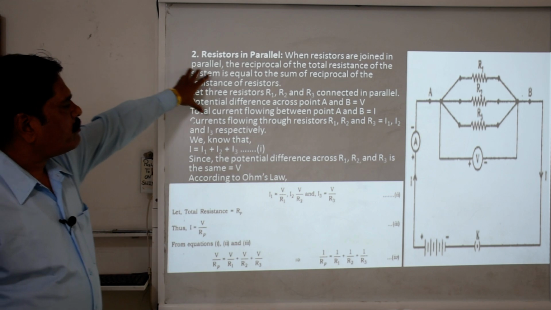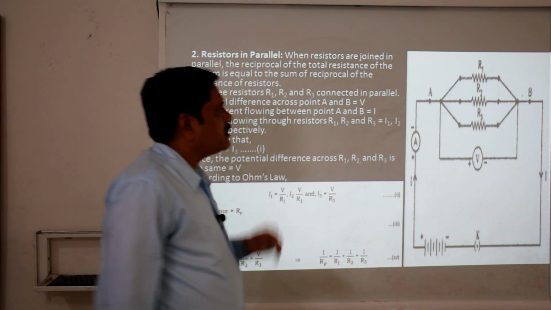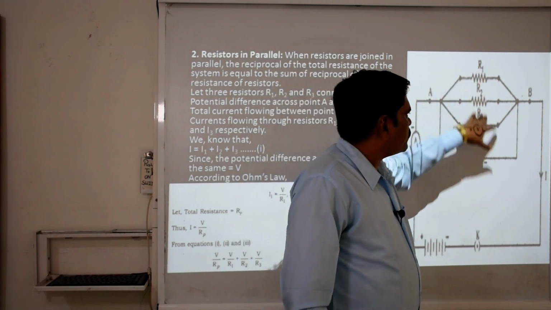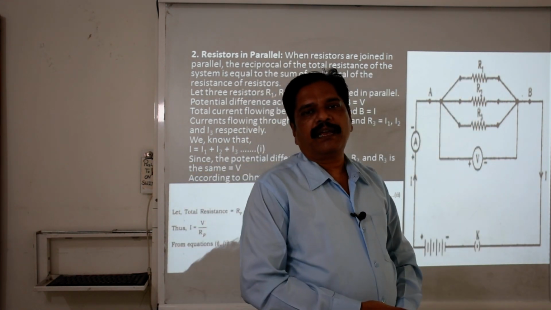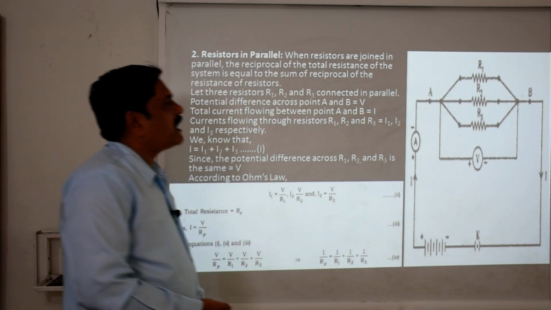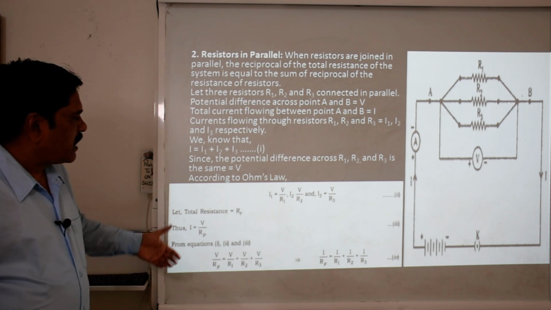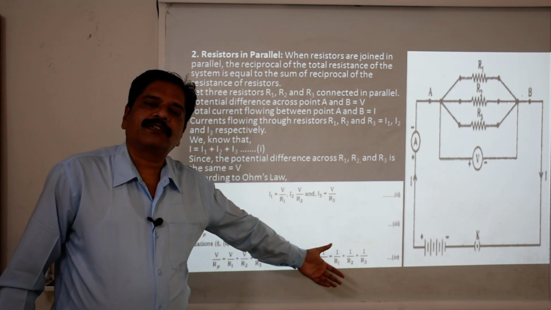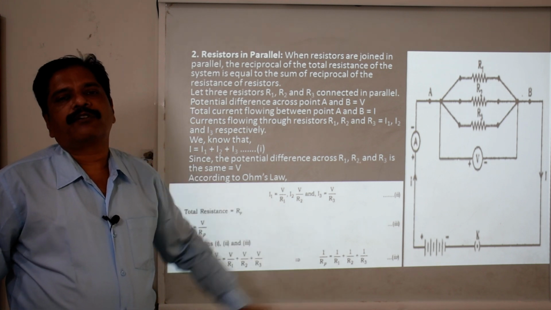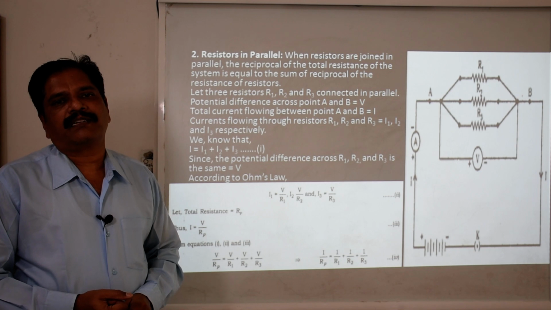Now when we talk about resistors in parallel, you can see that all three resistors are attached to the same points A and B, and this arrangement is called the parallel arrangement. In this one, what is the total resistance of the circuit? That is 1 upon Rp. P stands for parallel and R stands for resistance, clear?